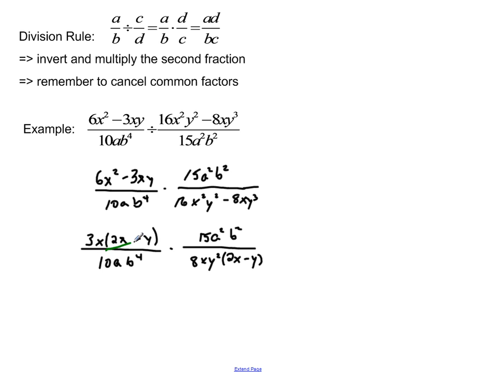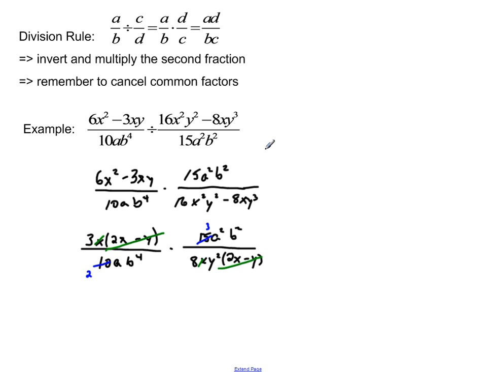Well, of course, 2x minus y, that's going to go. Let's see, anything else we can do? Well, we can certainly take care of that x, right? That x and this x, those are common factors. All right, let's see, 10 and 15 share a common factor of 5. So let's take care of that one. 10 divided by 5 is 2. 15 divided by 5 is 3.